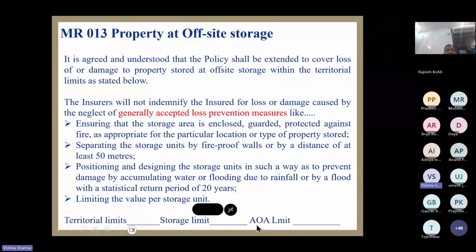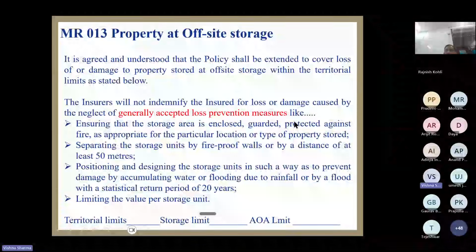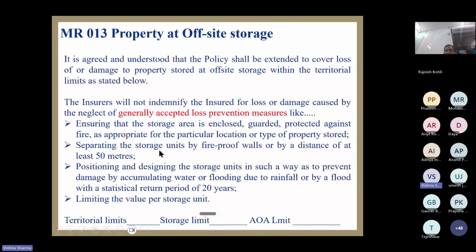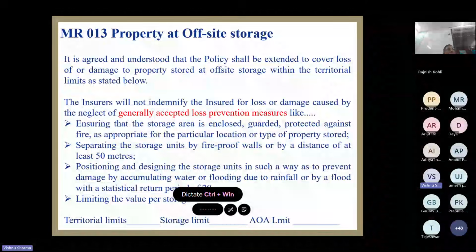So limit is to be decided. Storage limit, AOA limit, and territorial limit. Three things have to be decided in this. This is all about MR 013. Then MR 102. Storage limit means in terms of price or in terms of quantity? In terms of values. The total storage should not be more than 50 crores or 100 crores at this particular site. This is one limit.